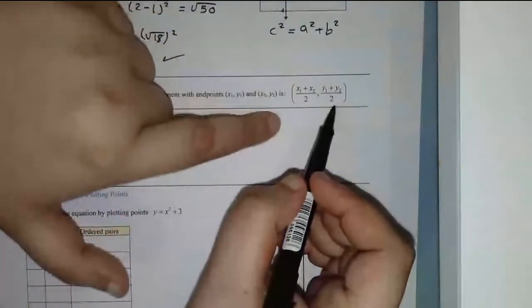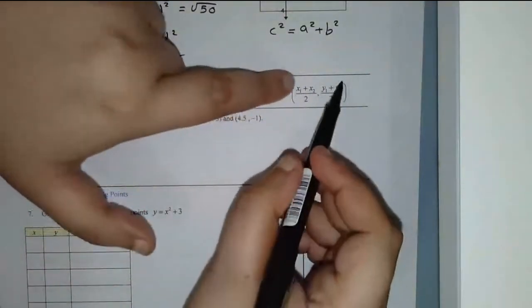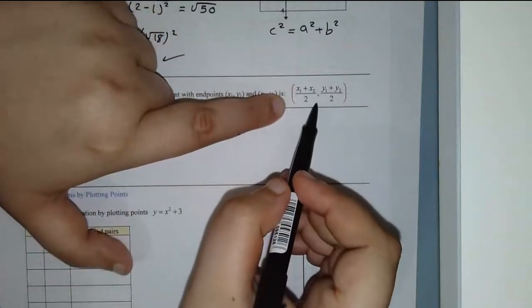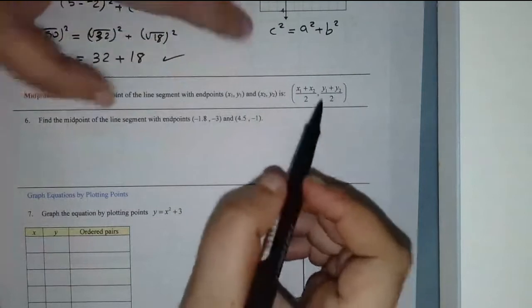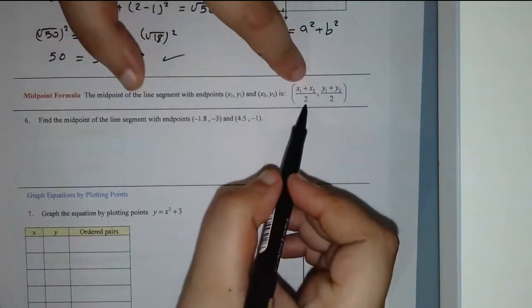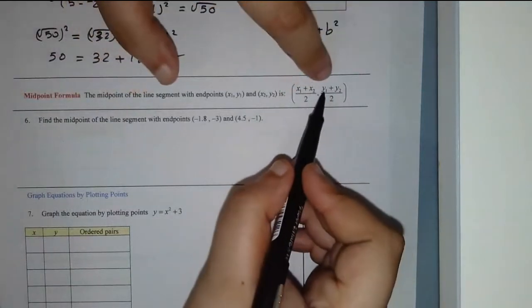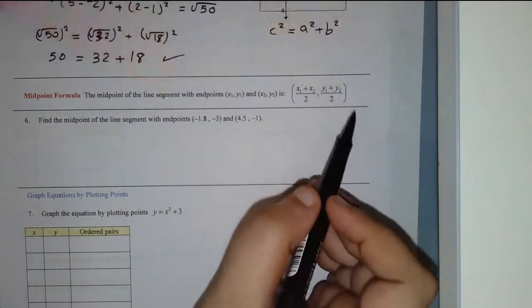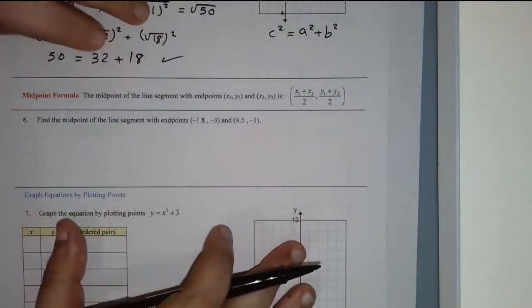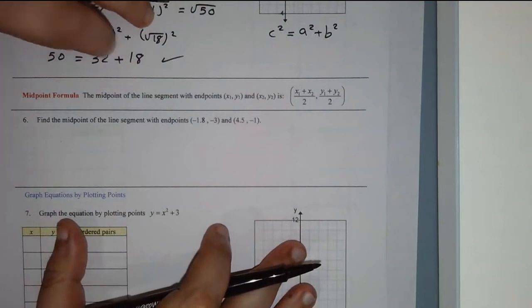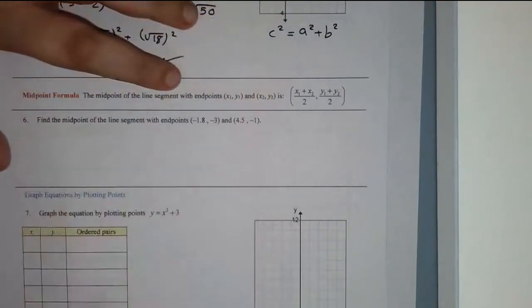And notice it's already set up in the form of a point. So here are the parentheses and here's a comma. This is not an equation, it's a simple ordered pair. x1 plus x2 over 2, that's your x. y1 plus y2 over 2, that's your y. That way, you get your midpoint. Simple as that. Okay, let's try this example right here.